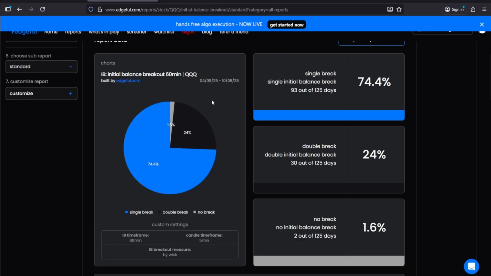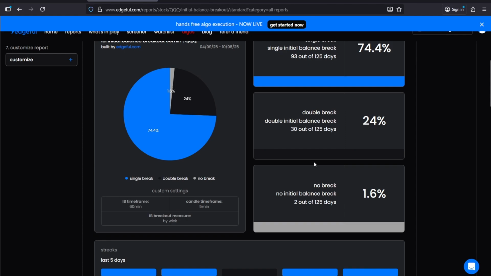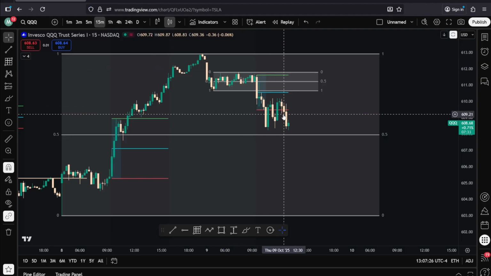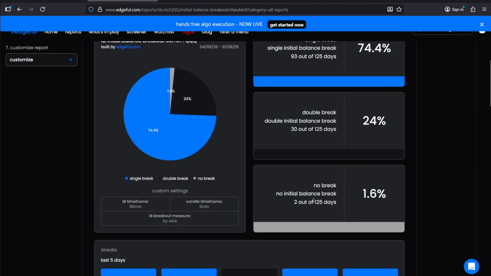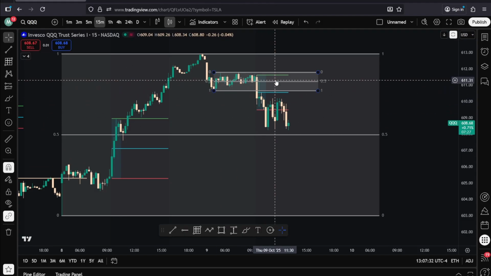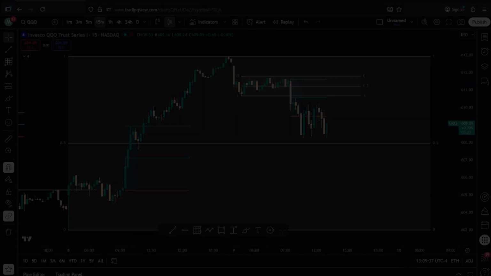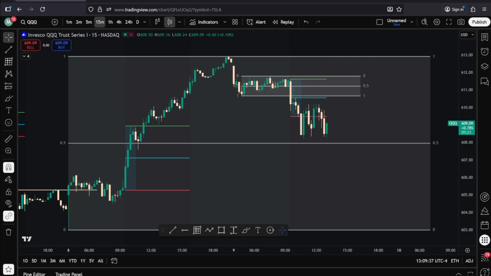towards the high. And then 1.6% of the time, or the better way to use this is 98.4% of the time, you're going to have price breakout of either the high or low of that range. Only 1.6 or 2 out of 125 days, price stayed within that range that was established within the first 60 minutes. And you can see how simple this trading strategy is, how simple the model is.